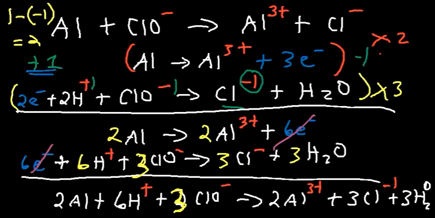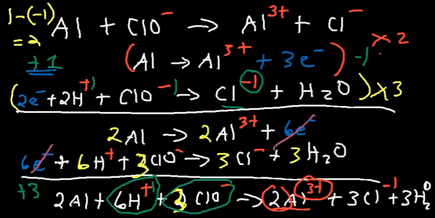We have 3 chlorine atoms, 2 aluminum atoms on both sides, 6 hydrogen atoms, 3 oxygen atoms. And let's make sure the total charge adds up. So 6 times 1 is 6 plus -3. That's a total charge of +3 on the left side. On the right side, 2 times 3 is 6, and we have 3 times -1, which is -3. 6 plus -3 is 3. So the left side and the right side have the same total charge.